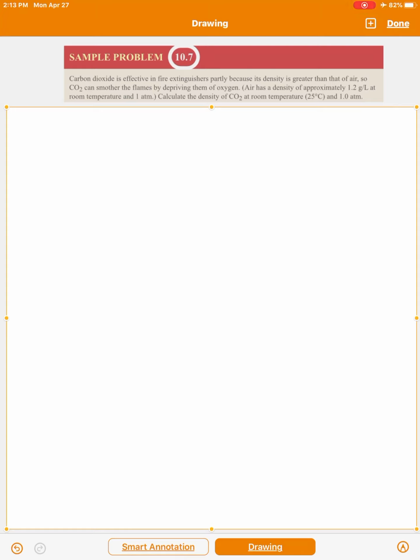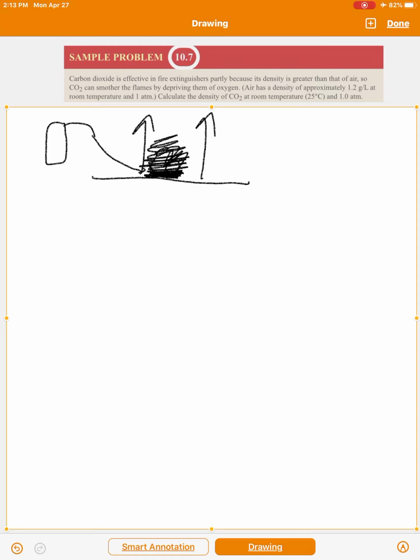Okay? So here's the idea. You've got this fire extinguisher with a hose. You spray it onto the fire. The fire is right here, right? There's your fire. You spray it at the base, and it's more dense than air, so it stays down here near the fire and smothers the fire from the bottom up. If carbon dioxide were less dense than air, then it would essentially float up, and it wouldn't be able to put the fire out. But it tends to linger down here. Okay, so this is a pretty straightforward problem.